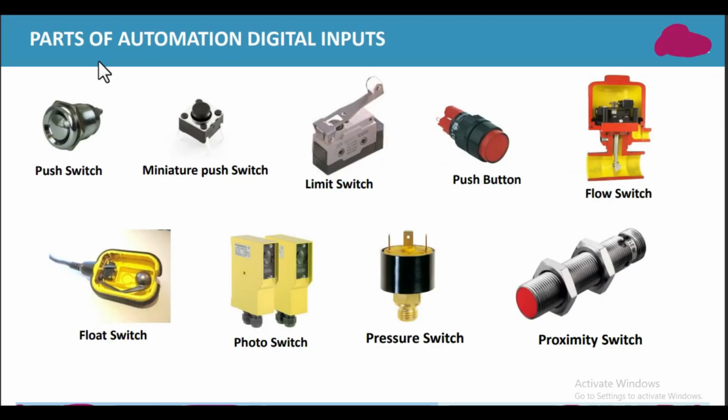This is the output. Parts of automation, digital inputs. Digital inputs are in the shape of push switch, miniature push switch, limit switch, push button, flow switch, the float switch, the photo switch, pressure switch, proximity switch. These are all kinds of switches and sensors that are connected at the input.